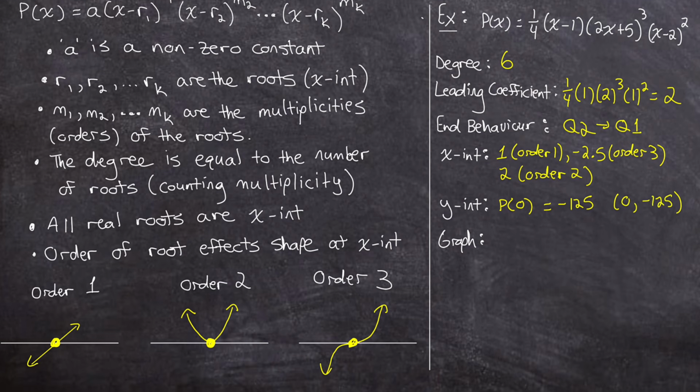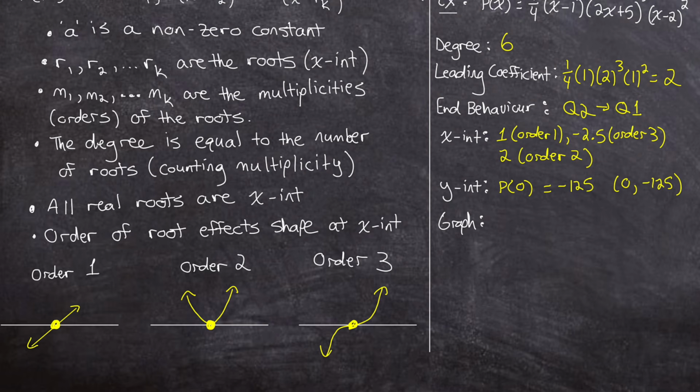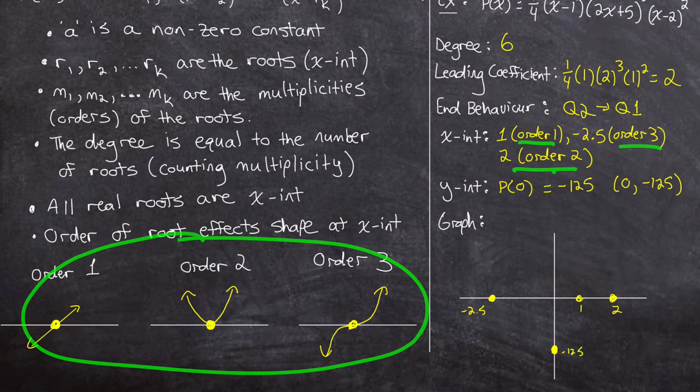And with all this information, we could sketch a fairly accurate graph of this function. I'll start by roughly plotting the x-intercepts, and then use my end behavior, which tells me I need to start in quadrant 2 and finish in quadrant 1. And at each x-intercept, make the shape that the corresponding order tells me it has to make.